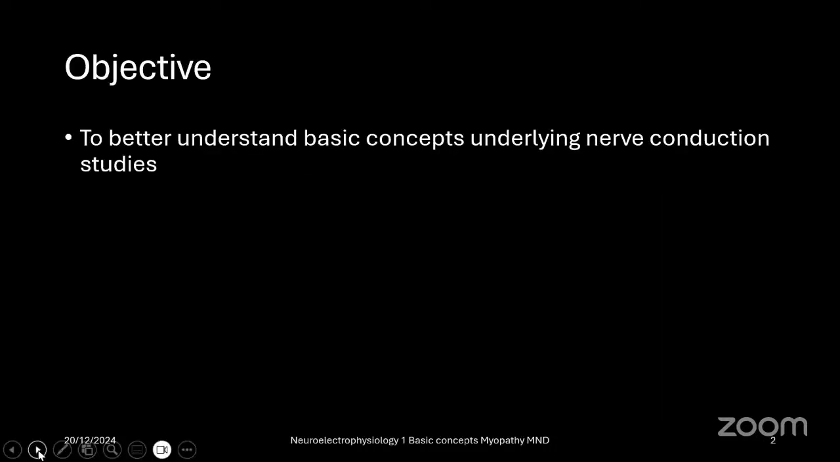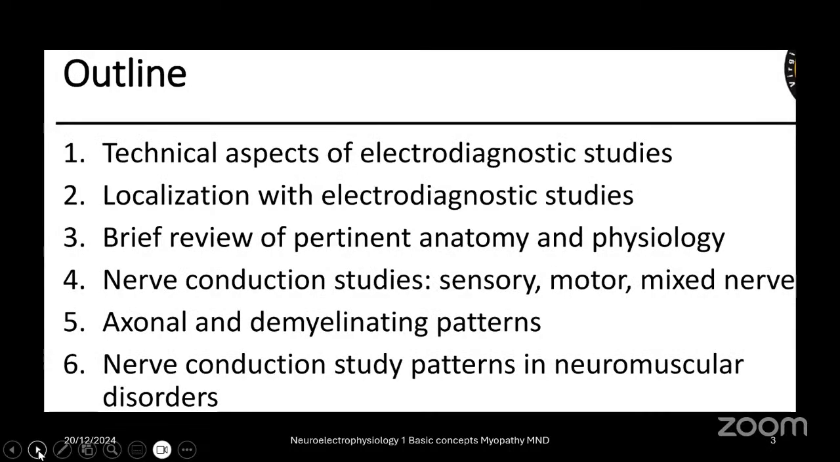So the objective is to better understand the basic concepts underlying nerve conduction studies and the technical aspects, localization with electrodiagnostic studies, and a brief review of pertinent anatomy and physiology, nerve conduction studies, sensory, motor, mixed nerve, axonal and demyelinating patterns, and study patterns in neuromuscular disorders and what we usually see here. So these are the important issues which we are going to discuss today.